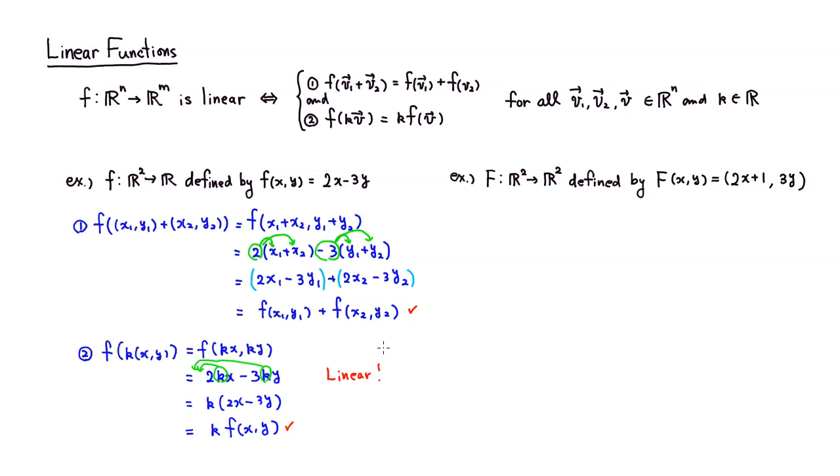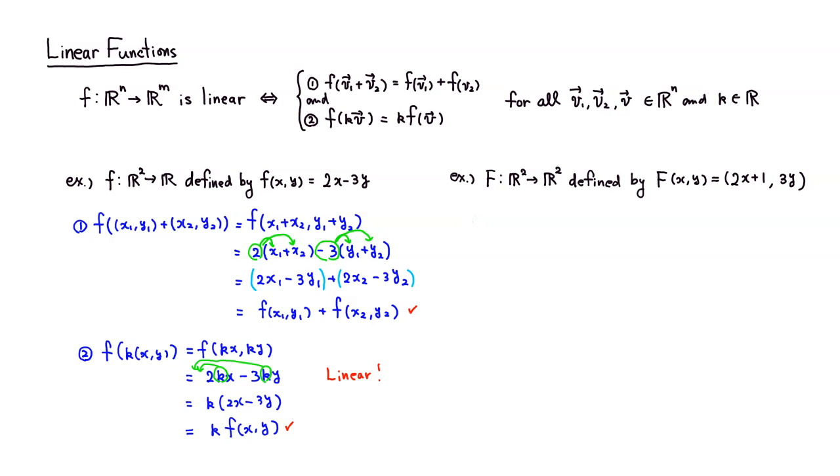All right. How about the second one? This is going to be a vector valued function, so it's R2 to R2. Capital F of x comma y. I decided to use a capital F since it's a vector valued function. The first component is 2x plus 1, but it looks linear, and 3y looks linear too. All right, let's check.